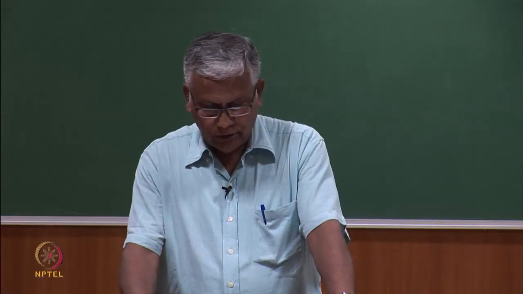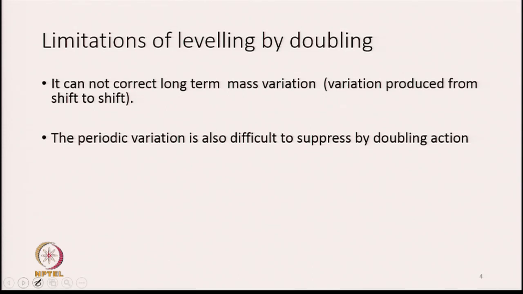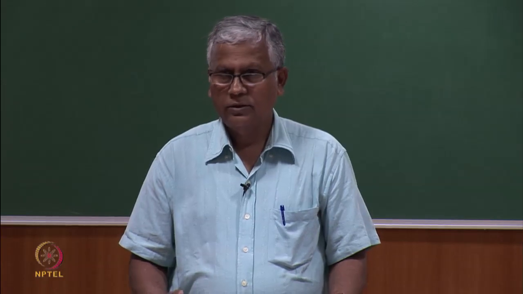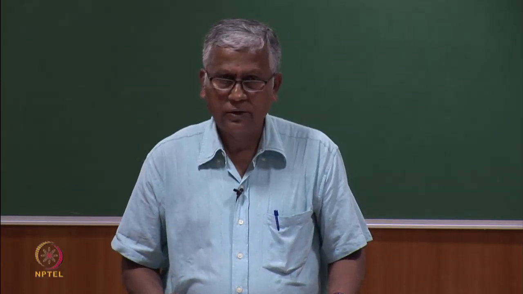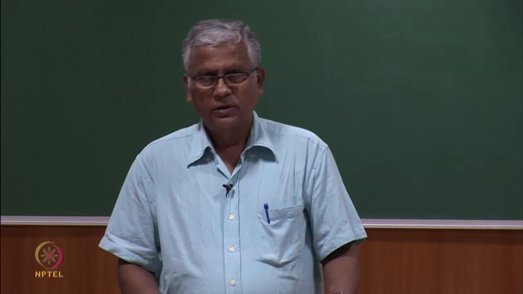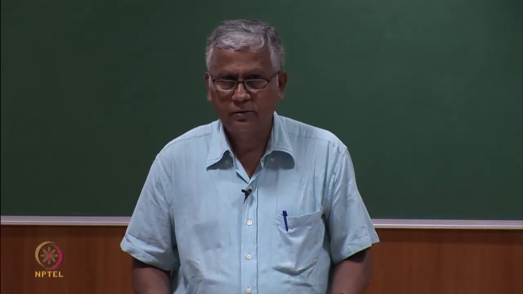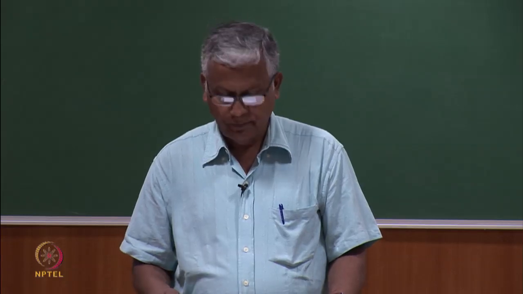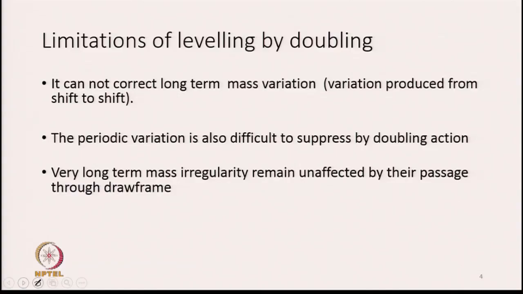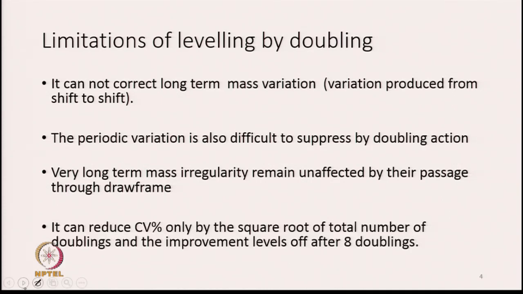The periodic variation is also difficult to suppress by doubling actions. We will see that doubling action cannot remove the periodic variations to a large extent. Some amount of periodic variation will definitely be reduced by doubling actions, but it will not be totally eliminated because of doubling alone. Very long term mass variations remain unaffected by their passage through draw frame, because the doubling action will fail to take care of such very long term variations.